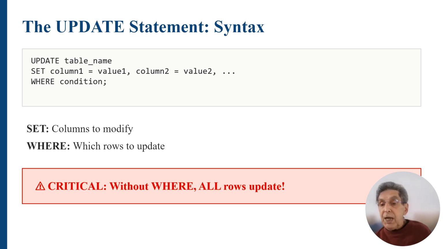I've seen careers damaged and systems taken offline because someone ran an UPDATE without the WHERE clause in a production environment. In healthcare, this could mean changing every patient's status, like to inactive, or overwriting every diagnosis code, or corrupting every medication record. Always, always include a WHERE clause unless you have a very specific and intentional reason to update all the rows. That's very, very rare.